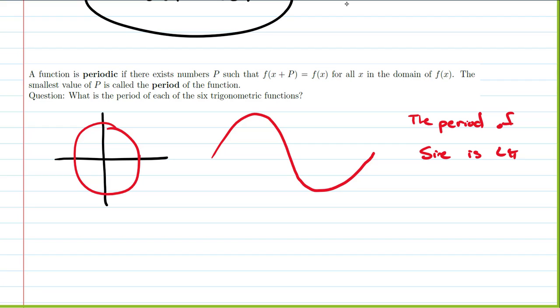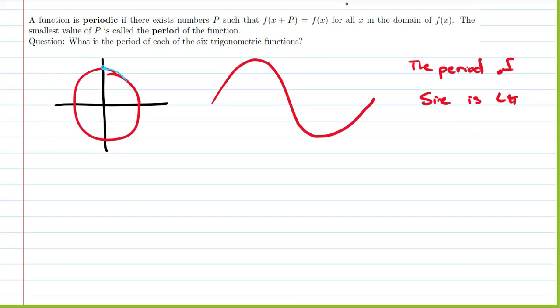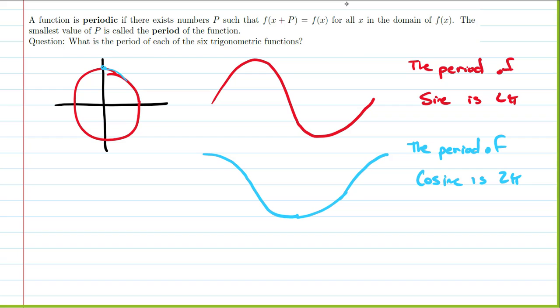Similarly, if we start with cosine, cosine is the x. It starts at positive 1, goes down to 0, and then goes to negative 1, and then goes from negative 1 back to 0, back to positive 1. And then I'm back to where I started. So this is what my cosine function looks like. So the period of cosine is 2 pi.